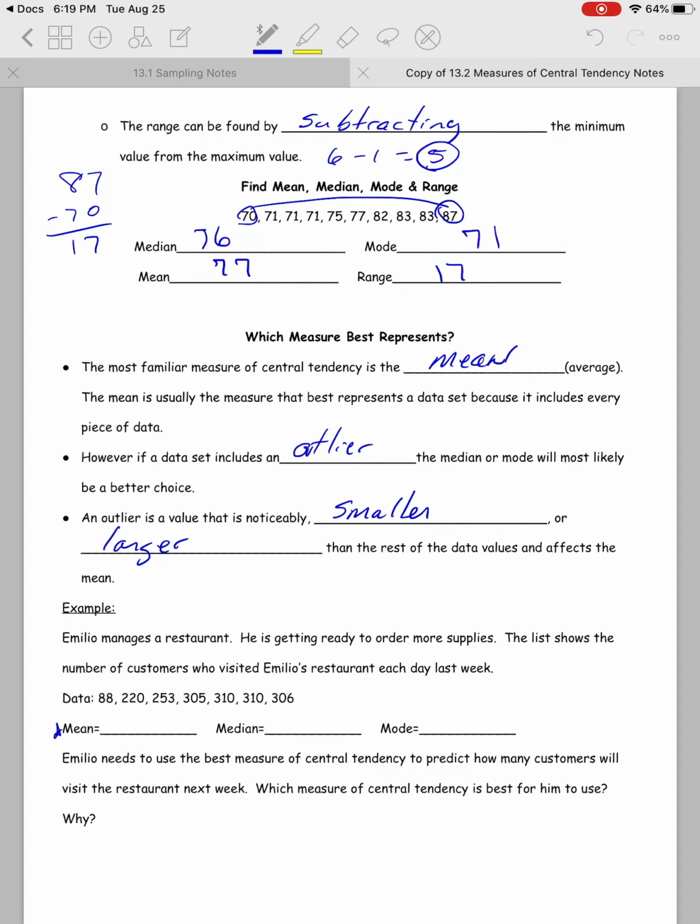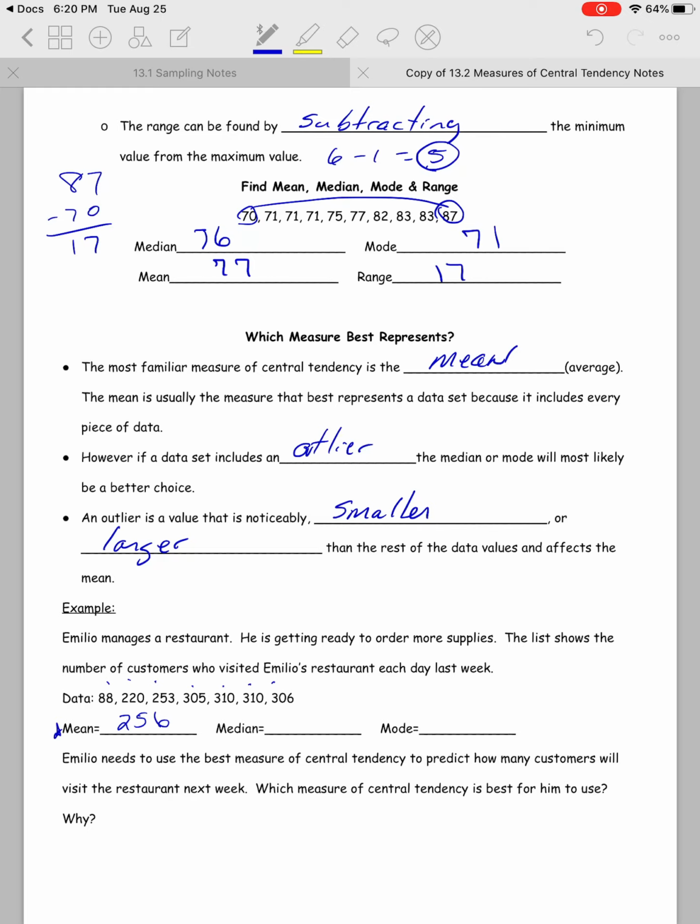First off, let's find the average or the mean. 88 plus 220 plus 253 plus 305 plus 310 plus 310 plus 306. That's 1,792. Now, how many numbers do we have? We have 1, 2, 3, 4, 5, 6, 7. So divide that by 7. And the mean is 256.